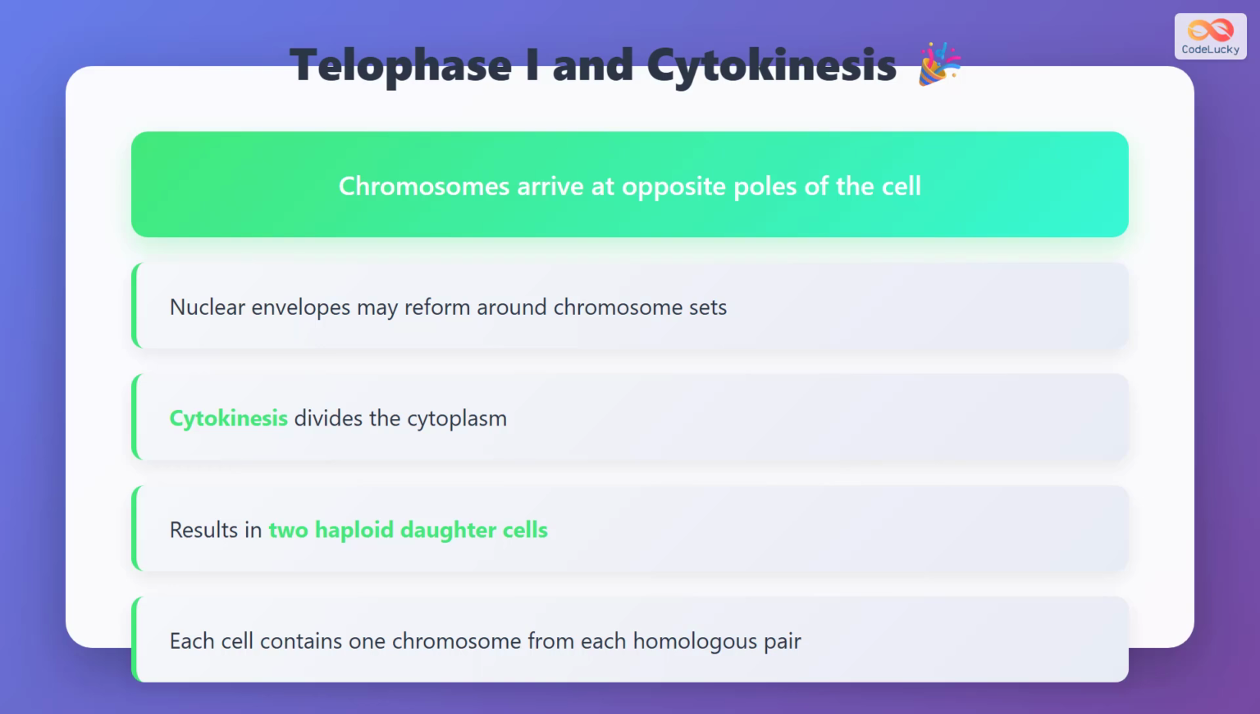During telophase I, chromosomes arrive at opposite poles of the cell. Nuclear envelopes may reform around each set of chromosomes. Cytokinesis then divides the cytoplasm, creating 2 separate cells. The result is 2 haploid daughter cells. Each cell contains 1 chromosome from each homologous pair. These cells are genetically unique due to crossing over and independent assortment that occurred in earlier phases.